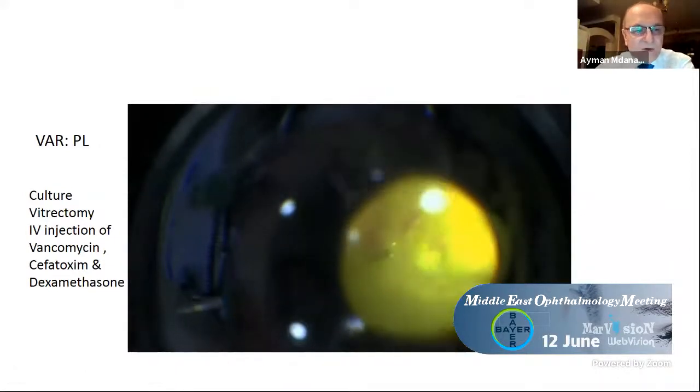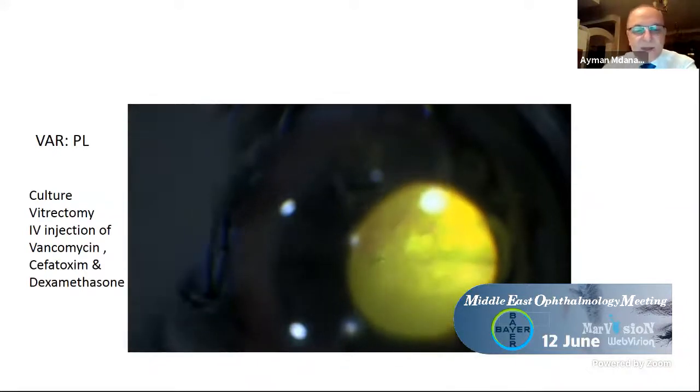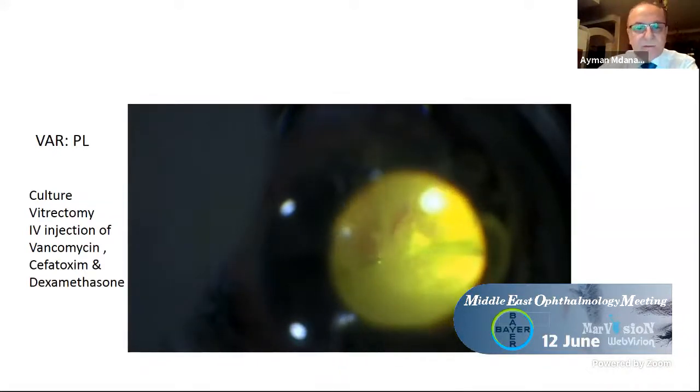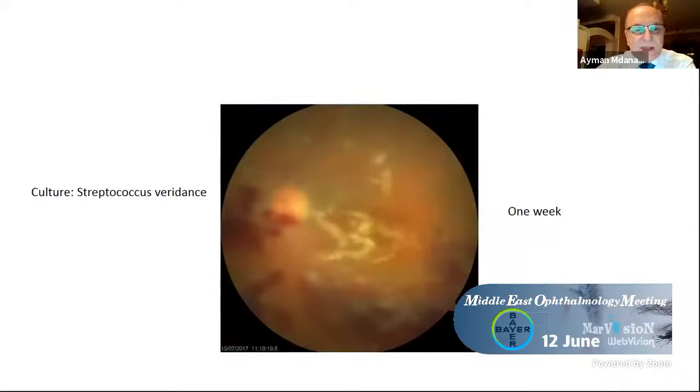And I inject vancomycin and cefotaxime and dexamethasone. The culture in this case was Streptococcus viridans. I was astonished because this patient had intravitreal antibiotics 2 weeks earlier, and still we could culture Streptococcus viridans. In the first case, the culture was negative. We could not culture any bacteria, but in this case, 2 weeks later, we could culture Streptococcus viridans.